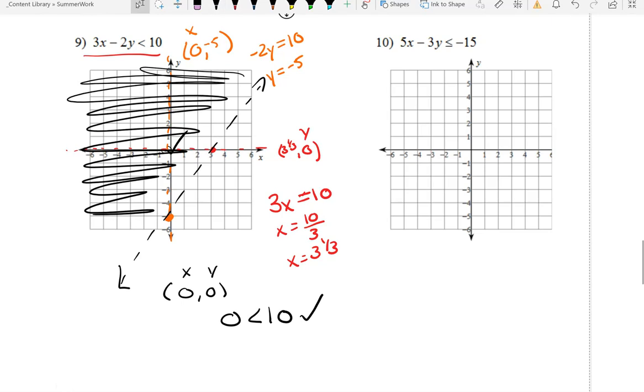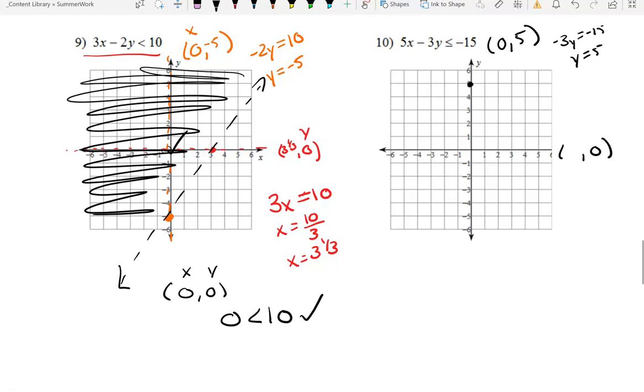Okay, I'll do this one here as well, using the same strategy. So here I know it's going to be something comma 0, and here I know it's going to be 0 comma something else. Okay, put 0 in for x, that goes away. I get negative 3y equals negative 15. I get y equals 5. Boom.